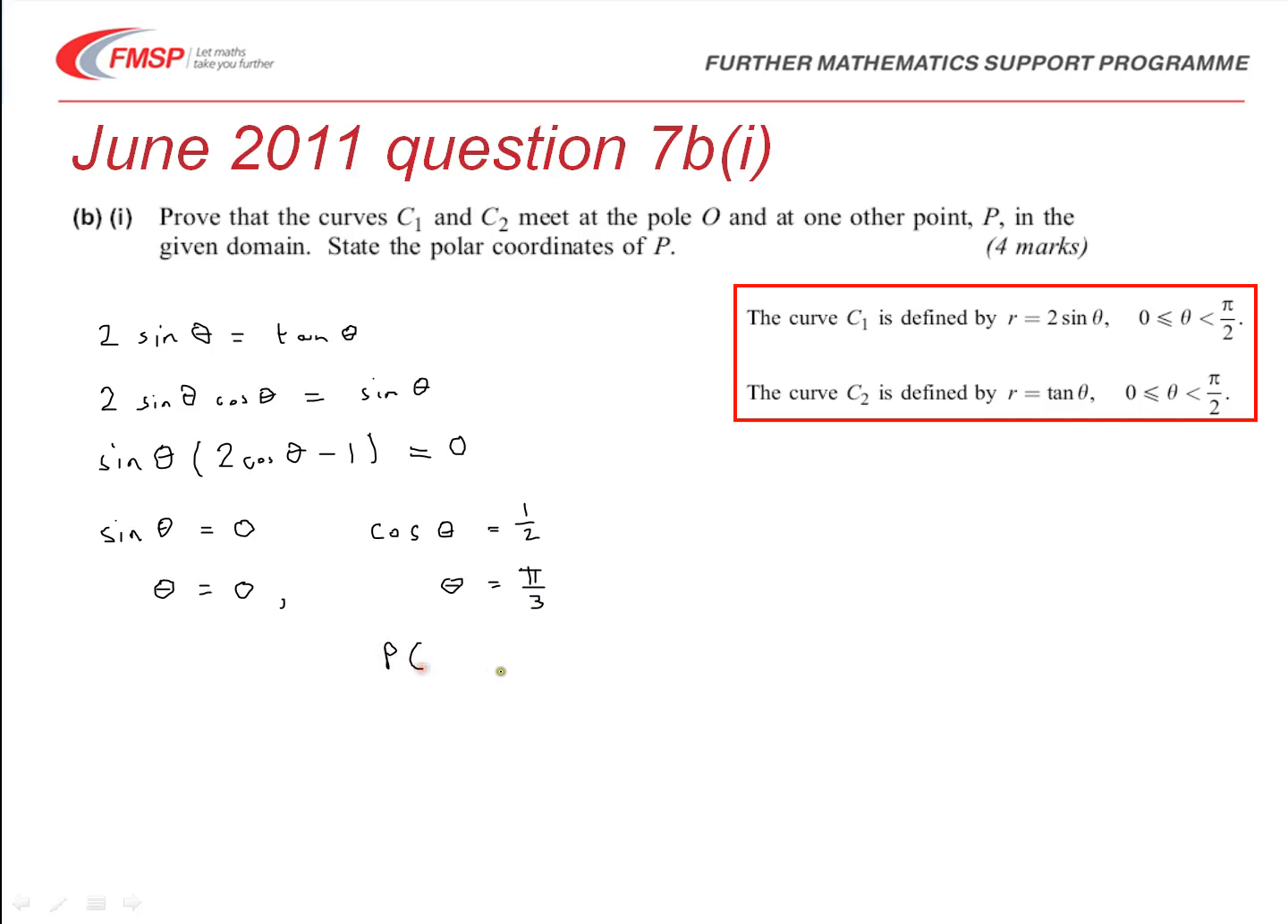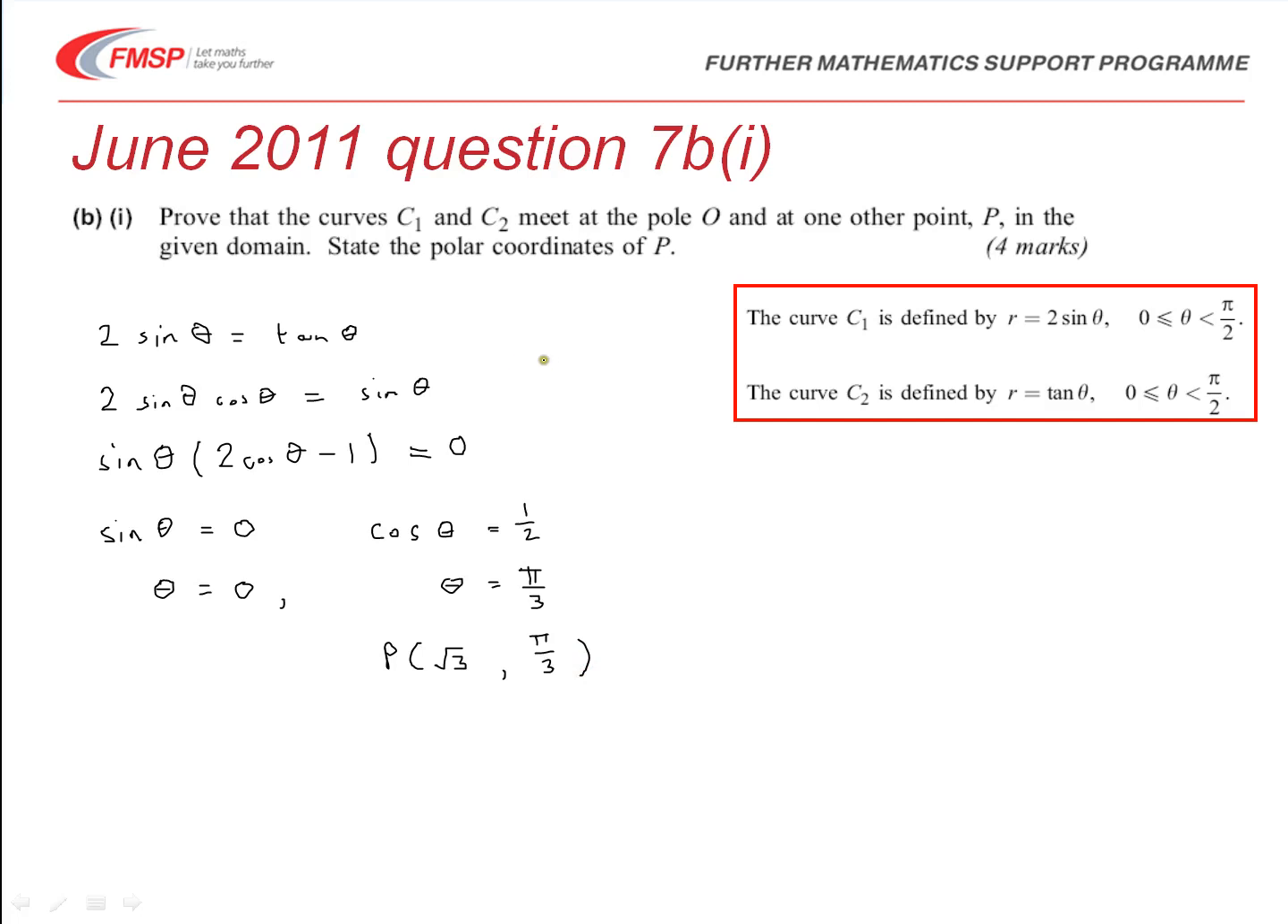Okay, so we know that theta is pi by 3, that's the angle. So we need to calculate the value of r. So for example, we can do the sine of pi by 3, which is root 3 over 2 multiplied by 2, so the r value that's corresponding to that point must therefore be root 3.